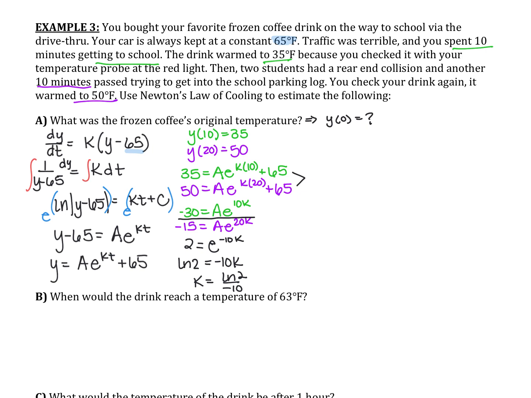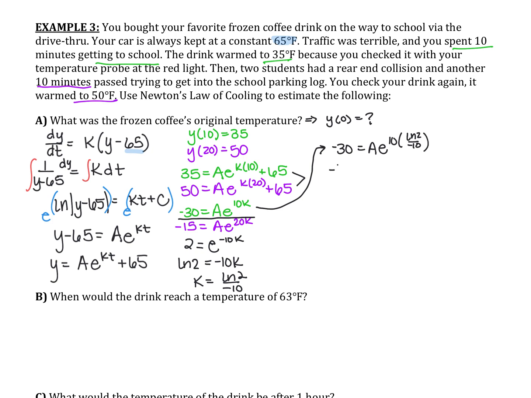Okay, what I'm going to do now is pick one of my equations. It doesn't matter which equation we pick that we started with. So I'm going to take this equation, and what I'm going to do with it is plug in my k value. So we have negative 30 equals ae to the 10k. And in k, I'm going to replace with natural log of 2 over negative 10.